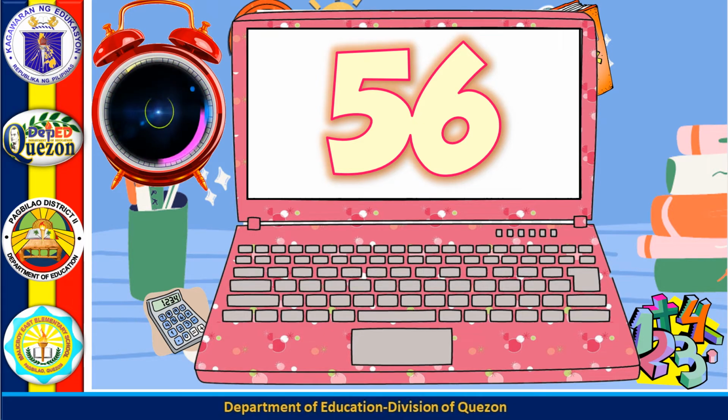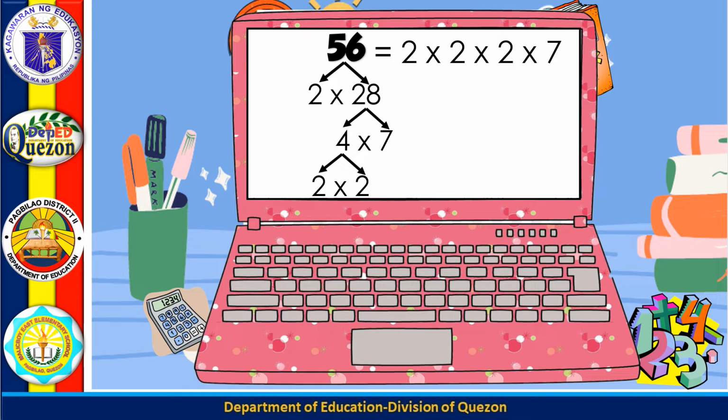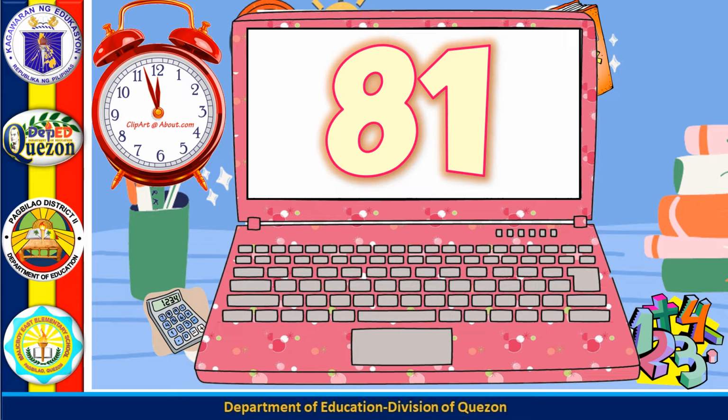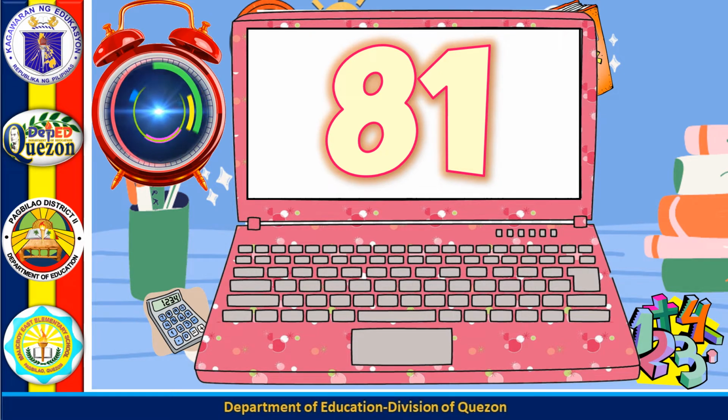Time's up. The answer, or the prime factorization of 56, is 2 by 2 by 2 by 7, or 2 times 2 times 2 times 7. Okay. Good job! Last number for prime factorization, 81. 10 seconds will start now.